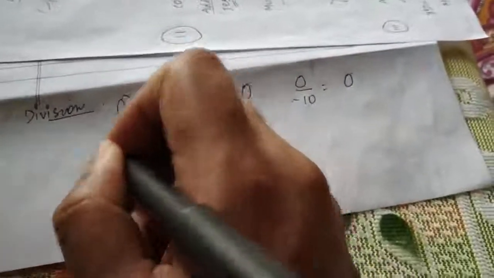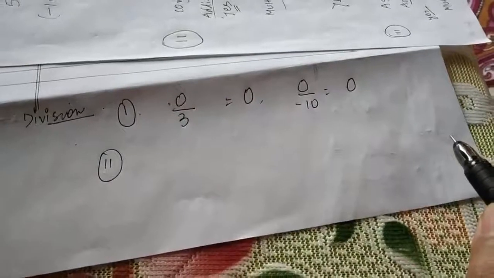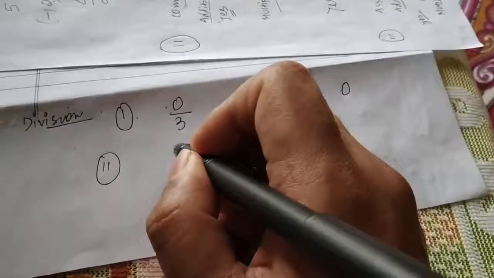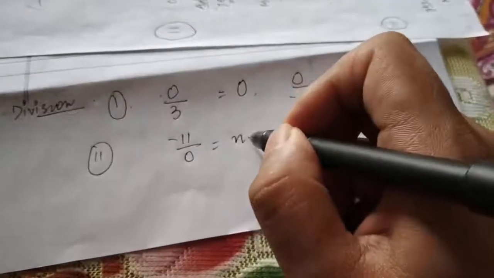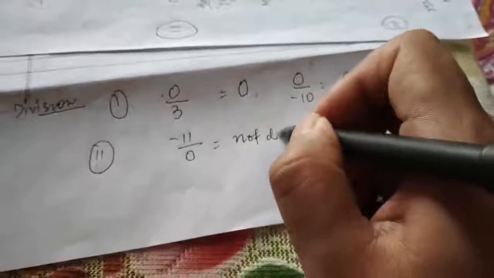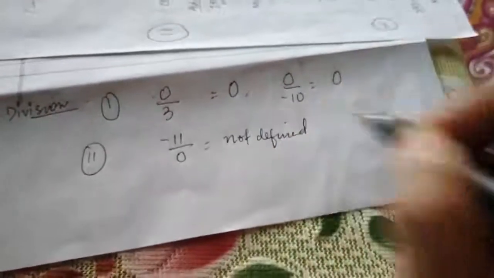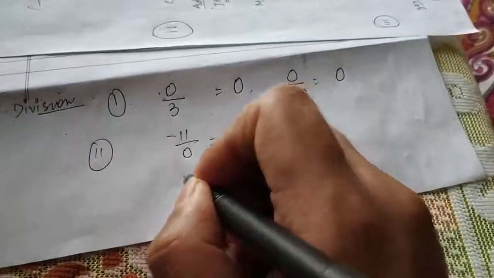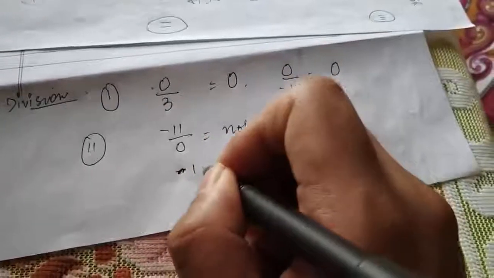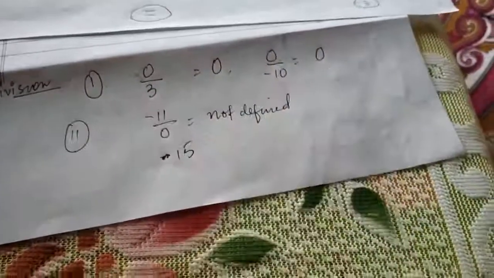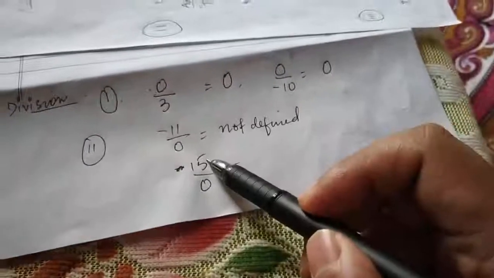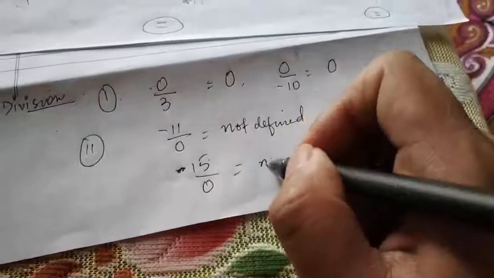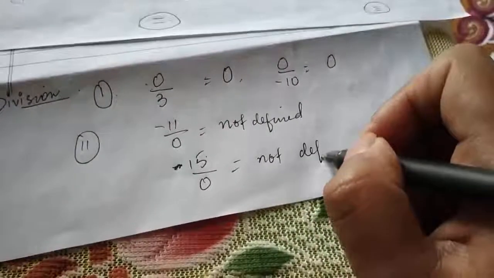Now the second property of division is that any integer being divided by 0, such numbers are not defined. So we will just write not defined. Okay. Similarly, if minus 12, or let us take 15, 15 divided by 0, that is any integer being divided by 0, such numbers are not defined.